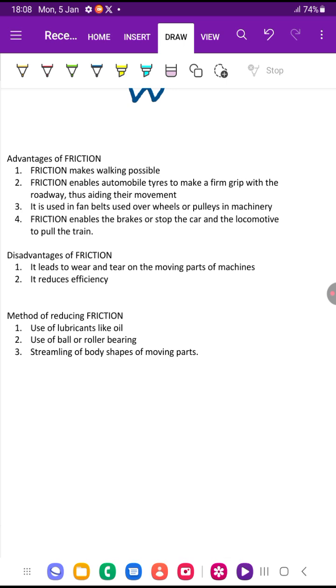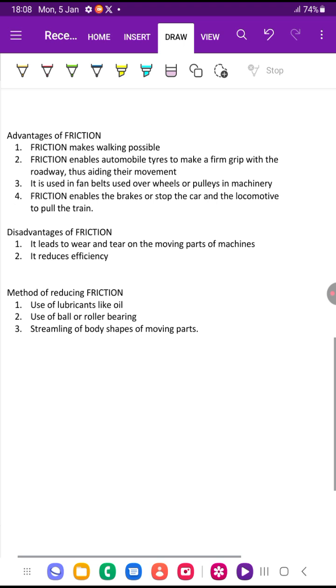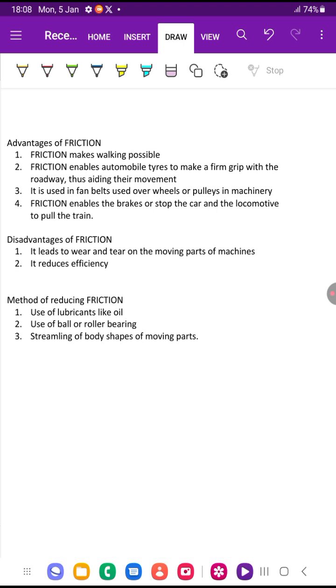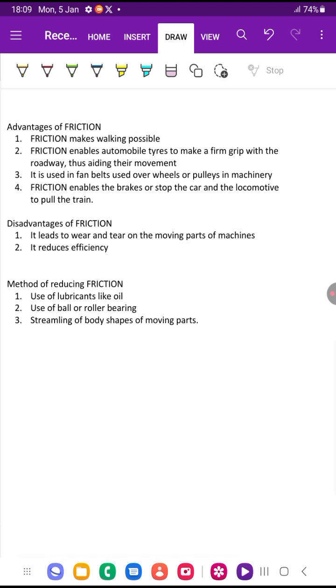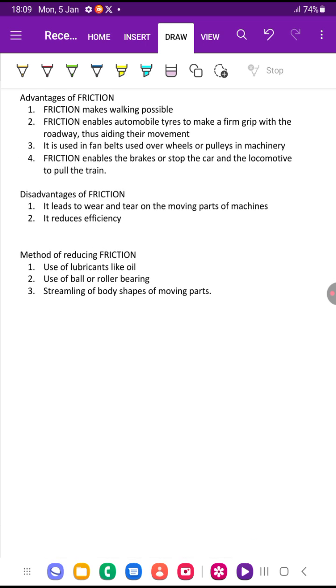And then the disadvantages of friction. Friction leads to wear and tear on the moving parts of machines, and it reduces efficiency. The way friction reduces efficiency is by converting useful work into heat. The useful work that is supposed to be done inside the machine is now converted to heat energy. So it reduces the efficiency of the machine. And actually that is why the efficiency of a machine is never 100%, because of frictional force between the moving parts.